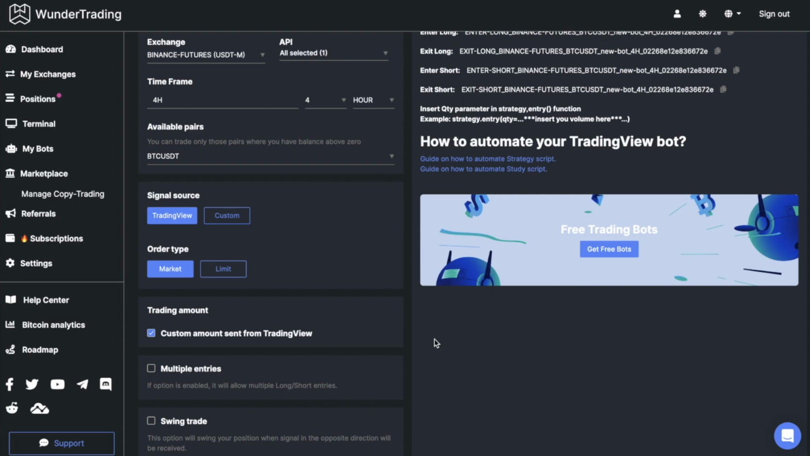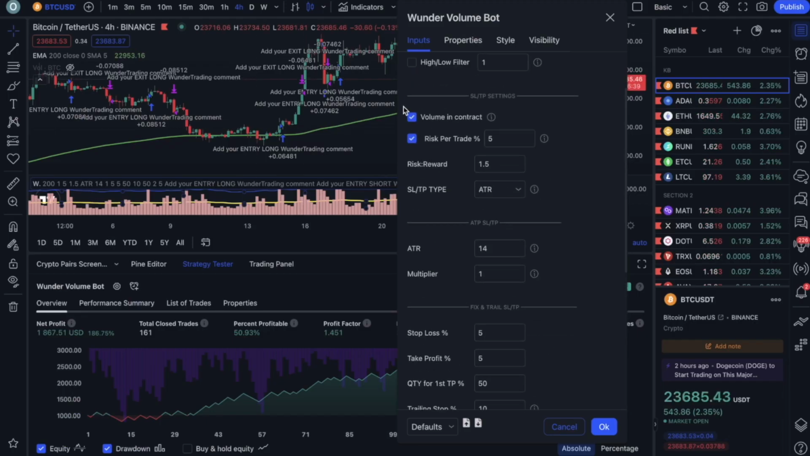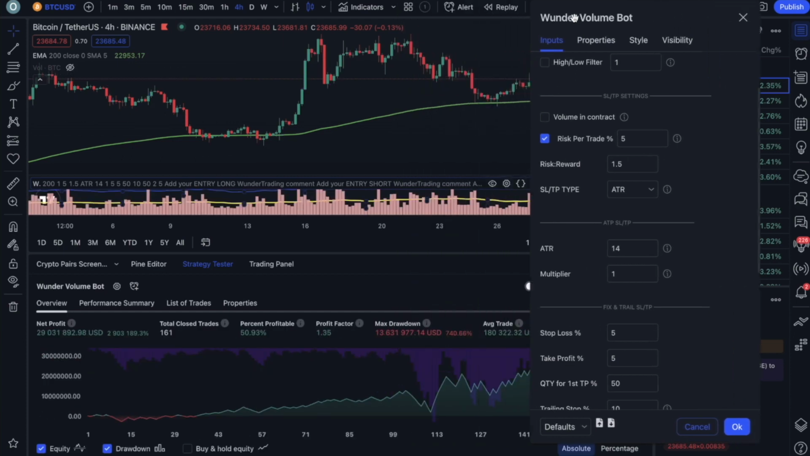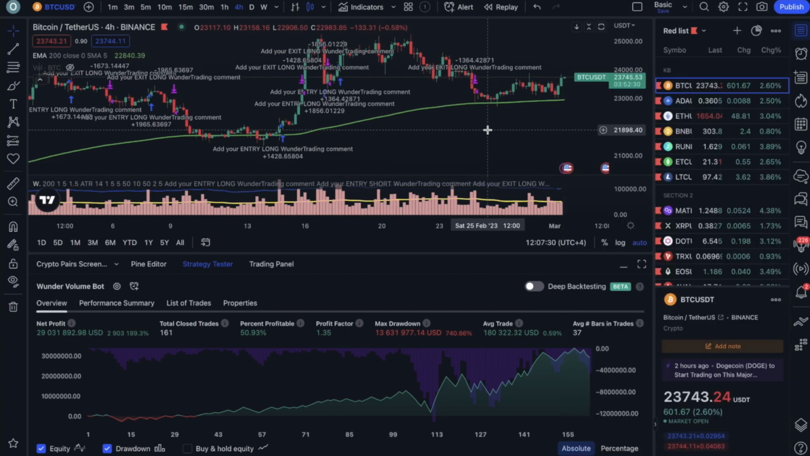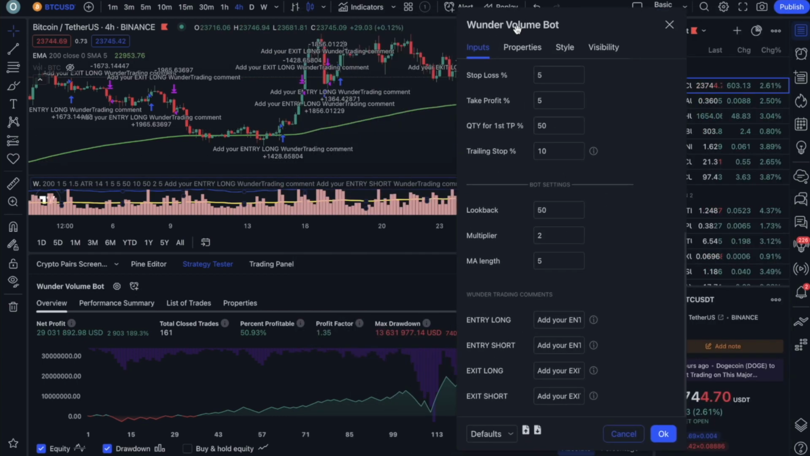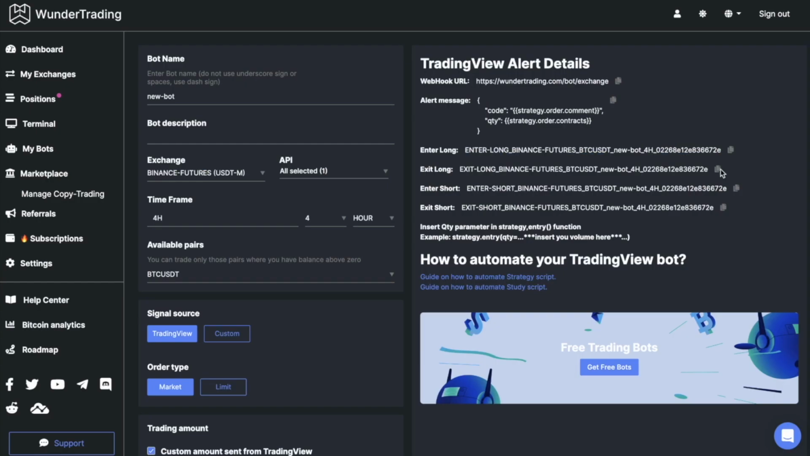And since we will be transferring the volume in dollars, we need to turn off the calculation of the volume for contracts in TradingView strategy settings. The backtest will not be correct, but on the other hand, we will correctly send the volume in dollars. The next thing you need to do is copy and paste the comments into the strategy settings. Let's do it.